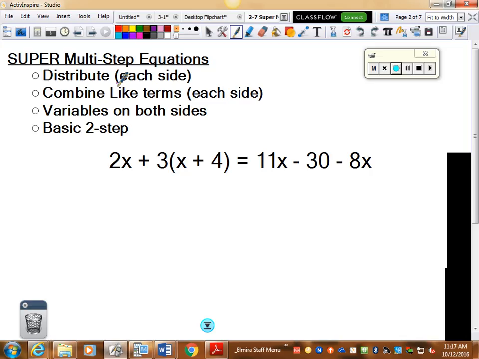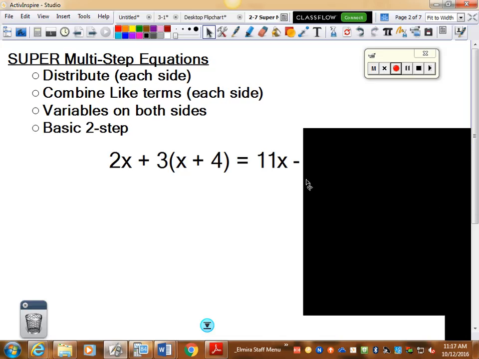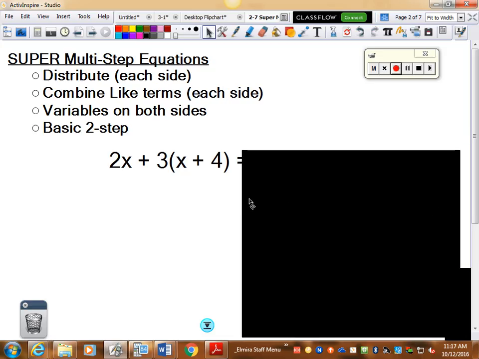Now, you may not have every one of these steps to do in every single problem, but this is what you look for. When I do these problems, you'll notice this says distribute each side, combine like terms each side. So I typically will look at and focus on just one side of the problem and do those two steps.